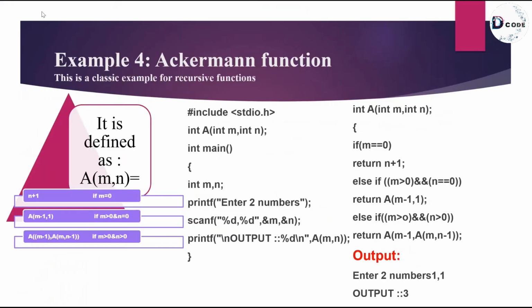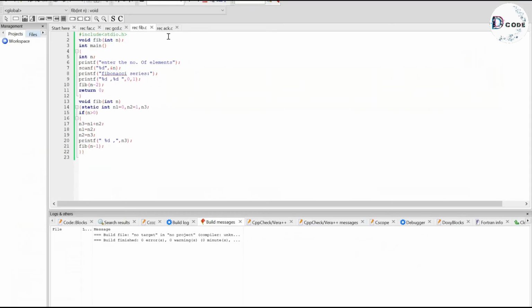So the last and the most important program for the recursion is the Ackermann function. It's also one of the best examples for recursive functions. So how is an Ackermann function defined? It's defined by these 3 conditions. So we input 2 numbers m and n, and these 3 conditions are checked. So let's get a better understanding of this while executing the entire program.